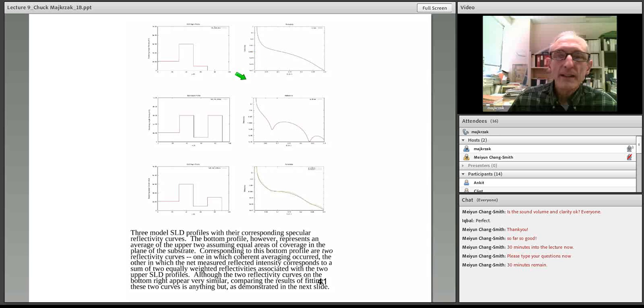Now, this is the reflectivity from that, reflectivity from this. One of these two curves, the red or the green, corresponds to this coherent average. The other curve corresponds to the case where I don't average, and we have an incoherent sum of reflectivities, 50% from this and 50% from that.